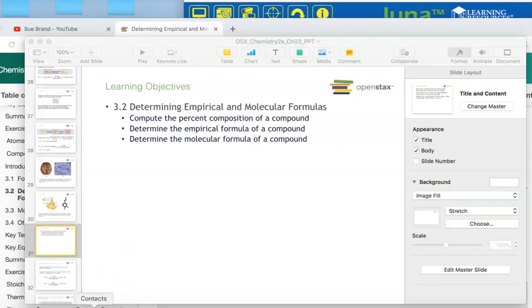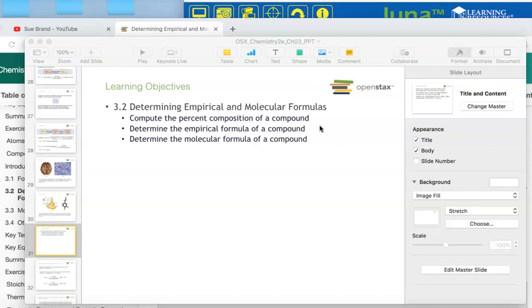Alright, so we are continuing chapter 3, and we're going to talk about empirical and molecular formulas, and I believe we've already talked about the definitions for those. So an empirical formula is going to show you the smallest whole number ratio of the elements from one to the other. And a molecular formula pretty much shows you everything about how many atoms you have of each element.